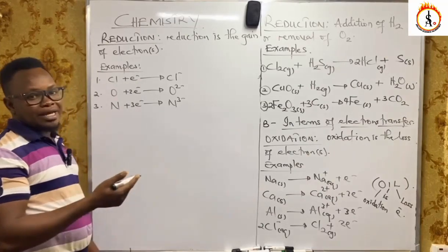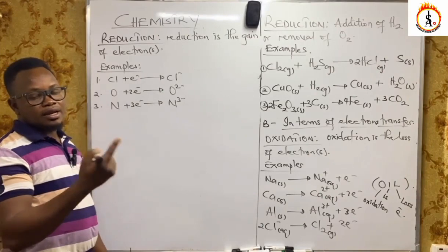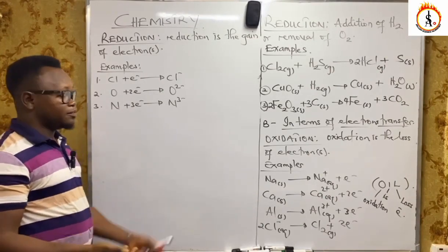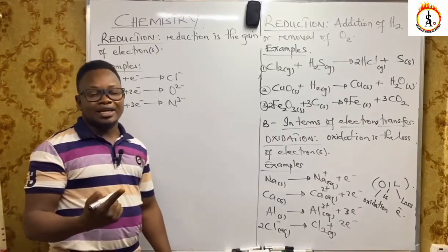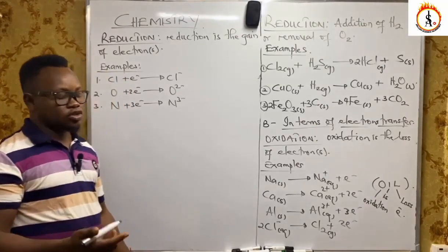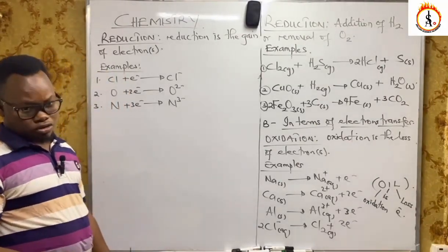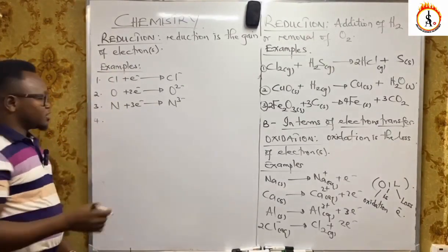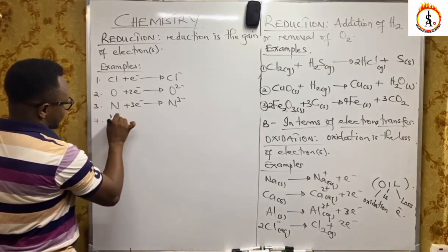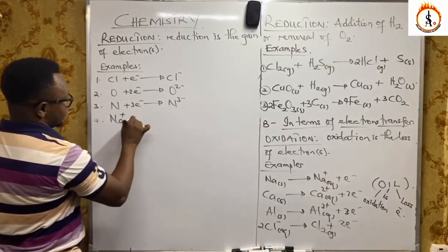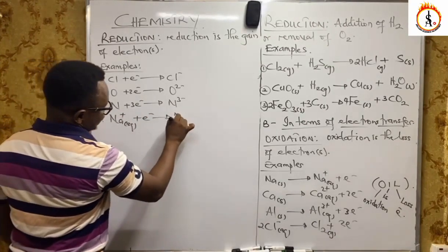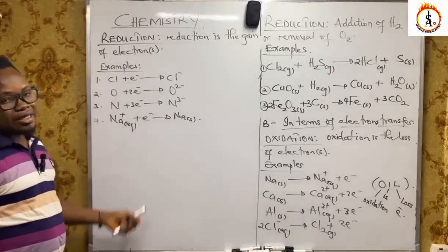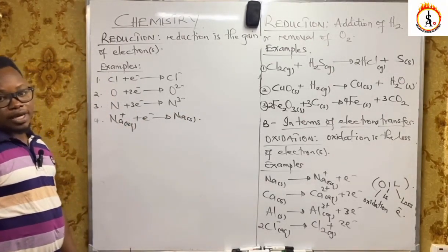So if you see minus, it means one electron being gained. Minus 2 means two electrons being gained. Minus 3, 3 electrons being gained. Plus 1, an electron being lost. Plus 2, 2 electrons lost. Plus 3, 3 electrons lost. Or we can look at the fourth example here. Let's say, for example, we have the sodium ion here, aqueous, gaining an electron to become the sodium atom. This is also a reduction process, okay?